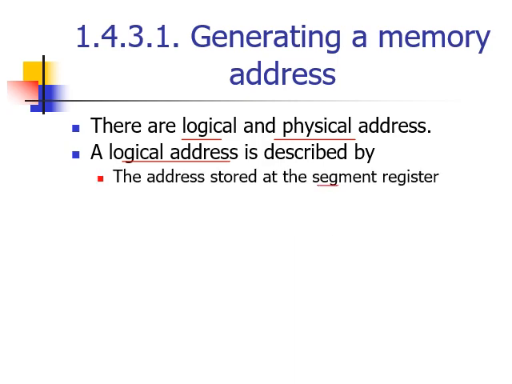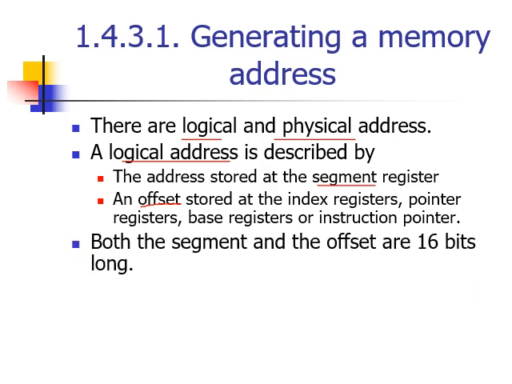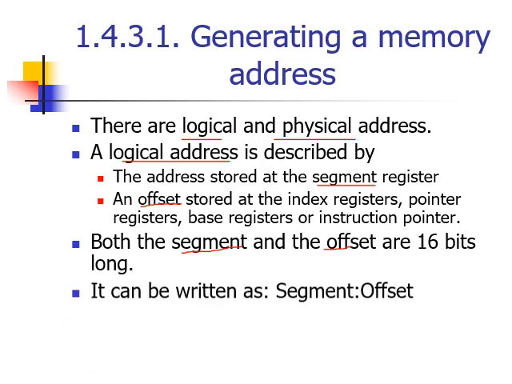The address in some memory segment: you store the beginning address of the segment inside one of the registers, and then you add an offset. That is how many memory locations you have to move up to get to the required memory location, to get the physical address. This offset is usually stored in pointer registers, index registers, base registers, or the instruction pointer. Both the segment register and the offset register are 16-bit registers.